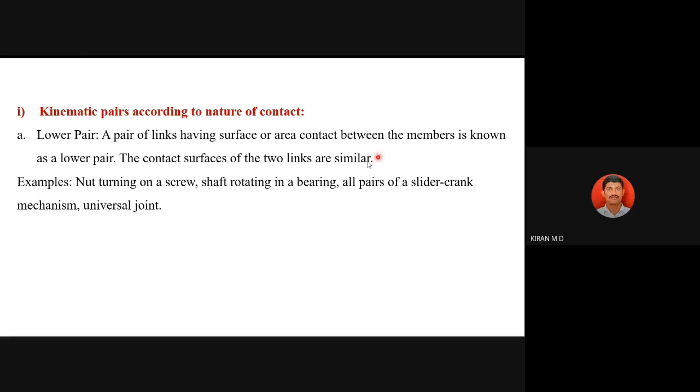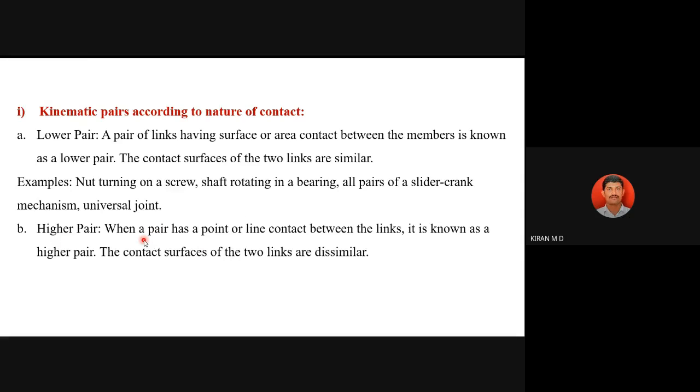Okay. So next is the higher pair. When the pair has point or line contact between the links, it is known as a higher pair. Okay, so here the contact surfaces of the two links are dissimilar. Why similar and dissimilar? For example, consider the slider crank mechanism. The slider will slide on the sliding surface; the sliding surface is flat and the slider surface is also flat. So the contact surface is similar.